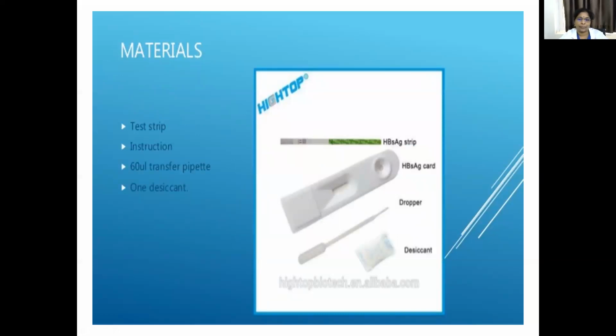Okay. What are the materials present in the pouch? One is the test strip or test cassette. This is the cassette or card. It is called card or HPLC strip is present in the pouch. Dropper for dropping this sample, and one desiccant is also present in the pouch. These are the materials present in the HPLC kit pouch.